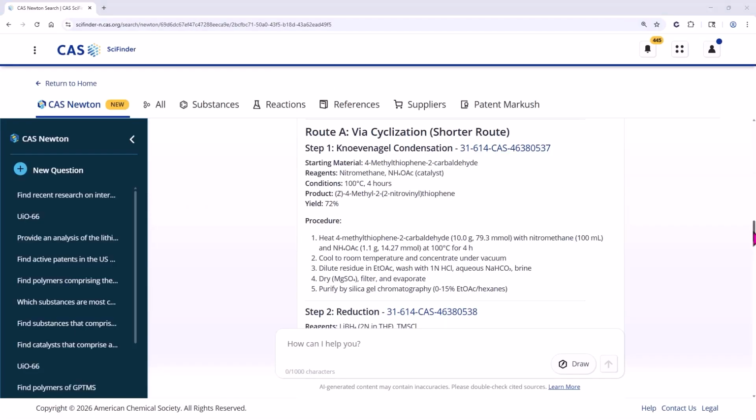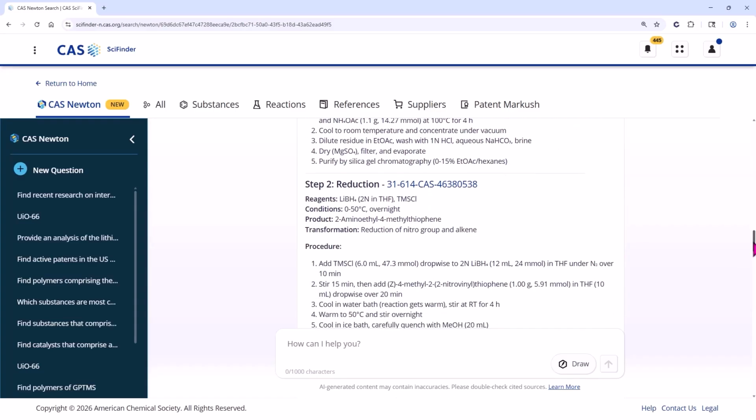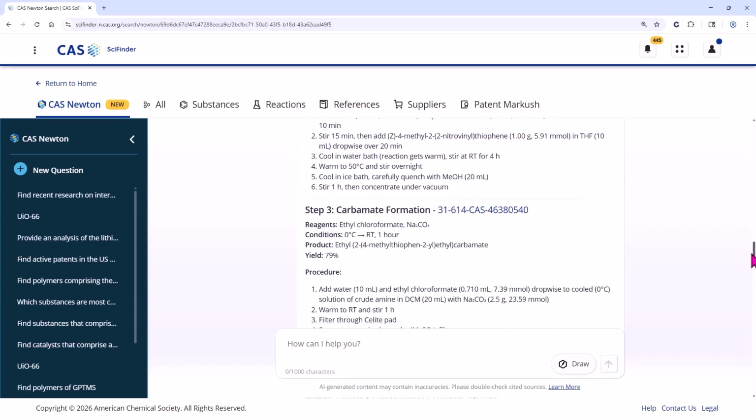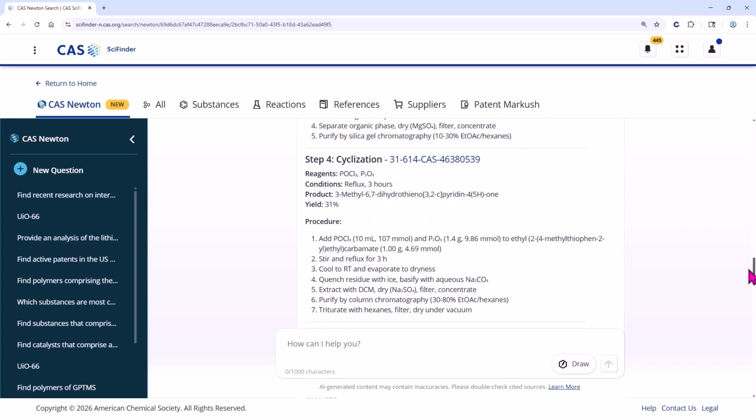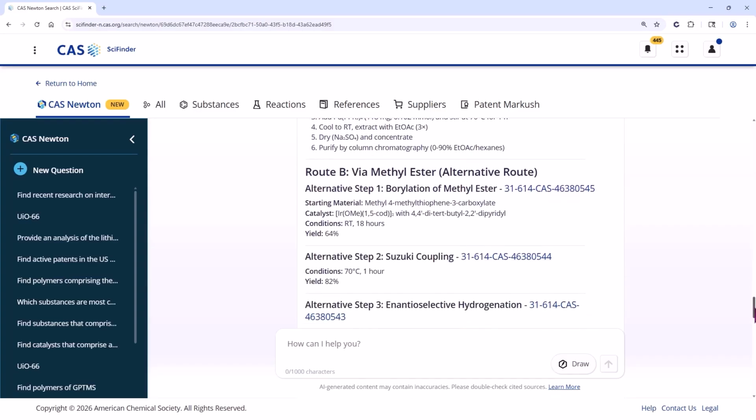We see that through the mechanism of Newton, not only can we search and retrieve quality information, but it's able to delve into the deeper details in those records and produce back to us these meaningful insights, as we see here with this step-by-step synthetic procedure. It also can give us some meaningful comparisons.